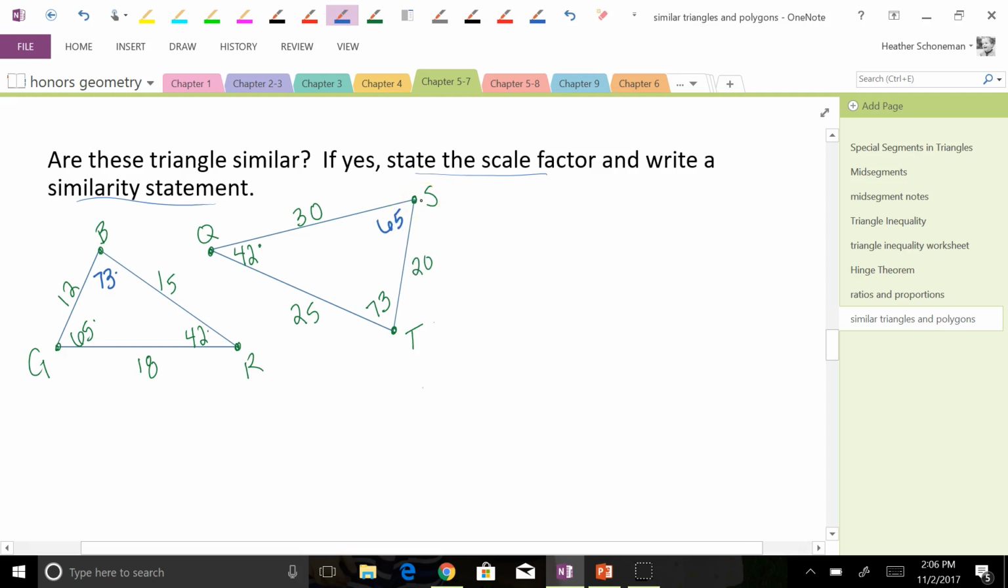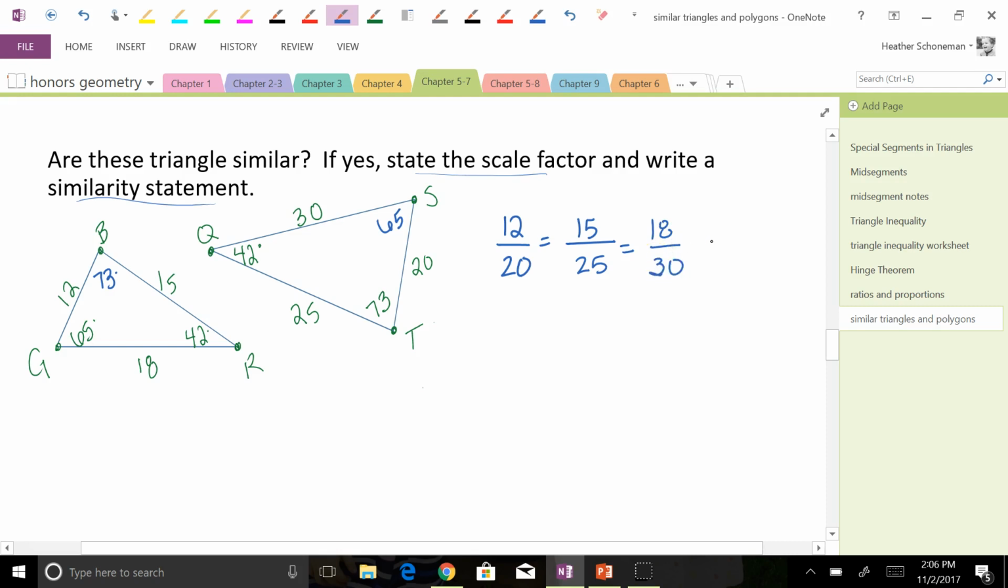Now we need to see if the sides are proportional. So let's go about doing that. Well, we don't really know what matches up because we weren't given a similarity statement, but we know the smallest side on one triangle is going to have to correspond to the smallest side on another triangle. So in GBR, the smallest side would be 12, and in QST, the smallest side would be 20. The medium side in GBR would be 15, and that matches with the medium side over here, which would be 25. And last, the largest matchups, that'd be 18 and 30.